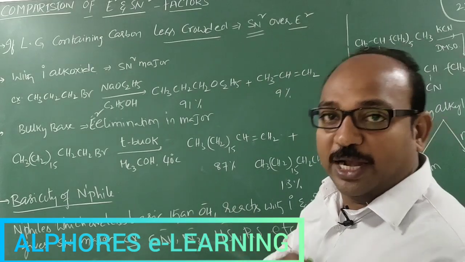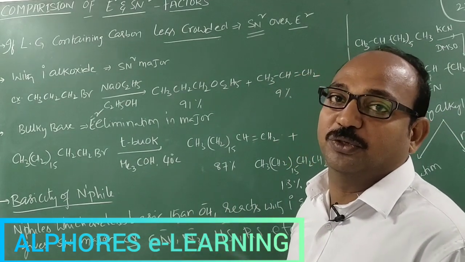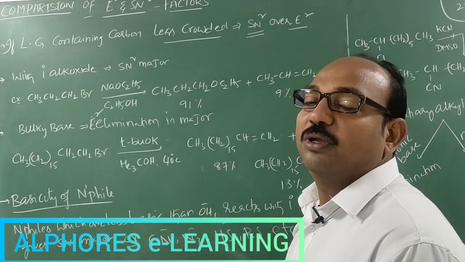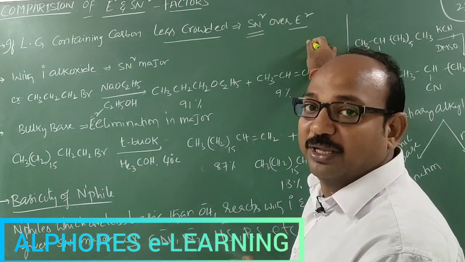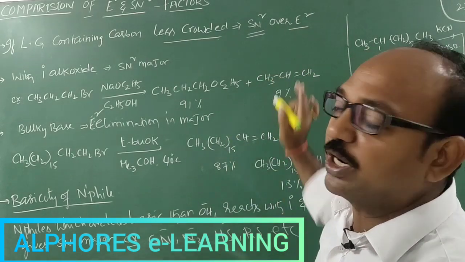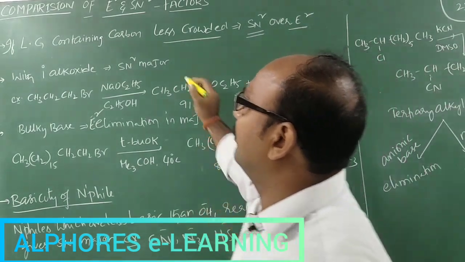Remember, there is no 100% SN2, 100% E2. Wherever there is SN2, there must also be an E2 product. But here which one is major and which one is minor, that we need to consider. Let's come to the second one.